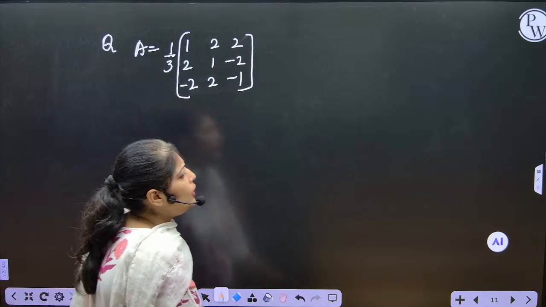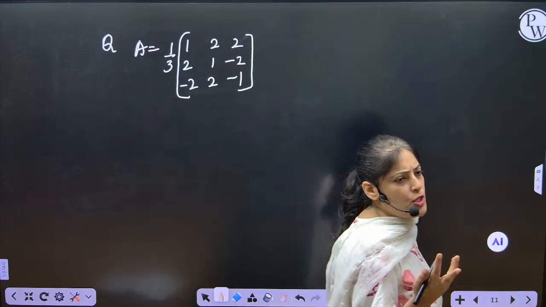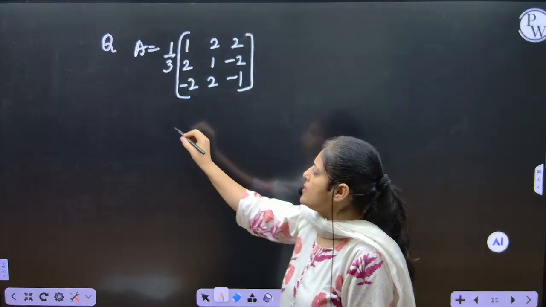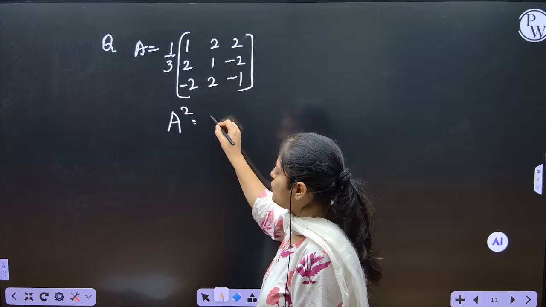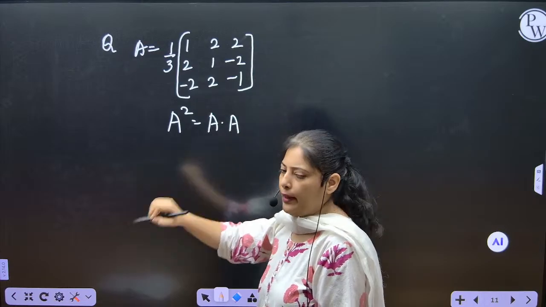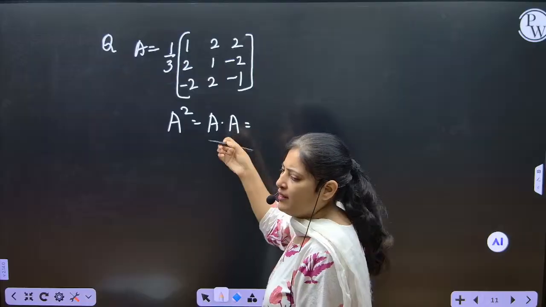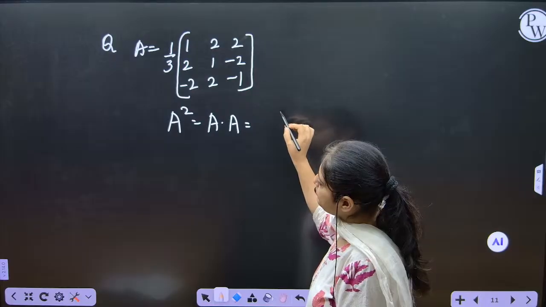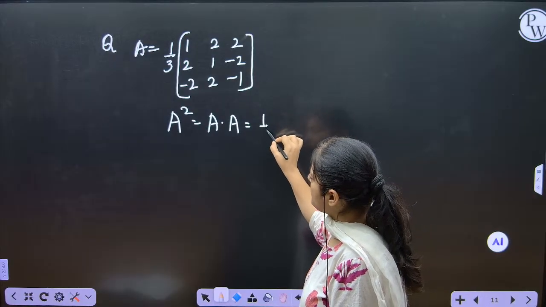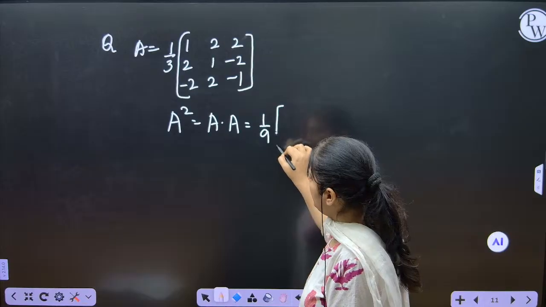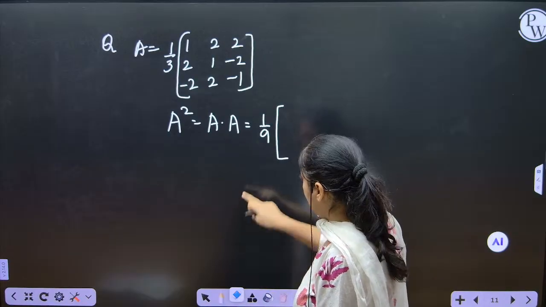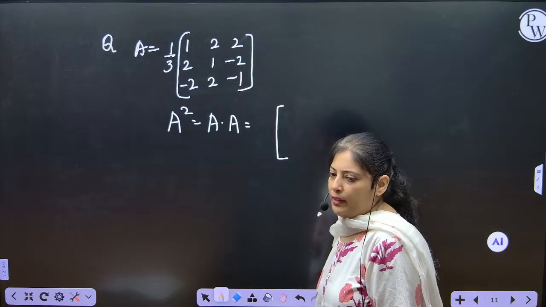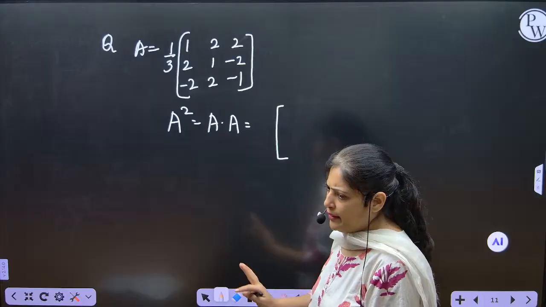So what you will do, for the other options, you will check A square. Suppose I am doing A square, it is nothing but A into A. The 1 by 9 factor I am keeping outside right now. Just we have to see what it is coming, or you can write it also, no issues.